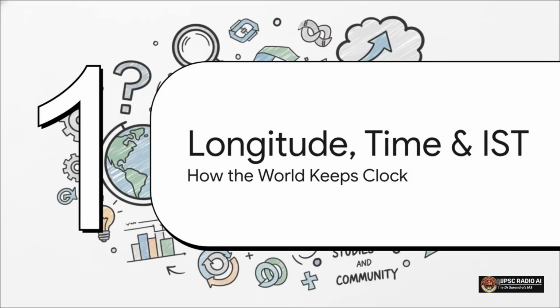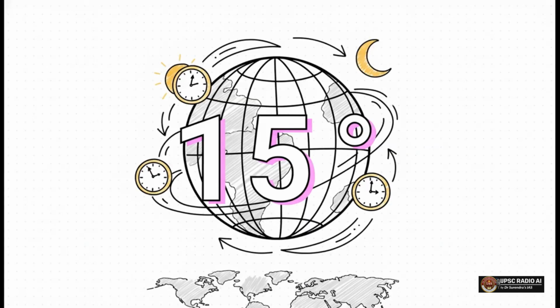Okay, so let's connect the dots. How does this imaginary line, longitude, dictate something as real and tangible as the time on your watch? It has massive administrative and economic implications. It all comes down to this one simple bit of math. The Earth spins 360 degrees in 24 hours. You do the division, and what do you get? 15 degrees of longitude for every single hour of rotation.